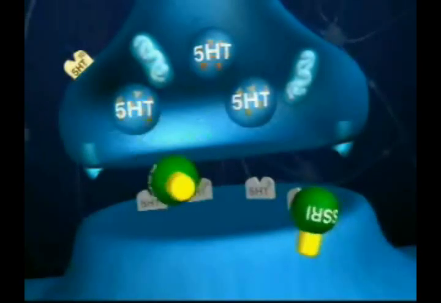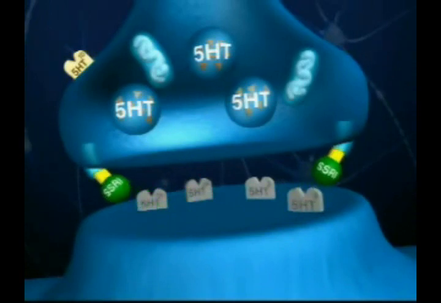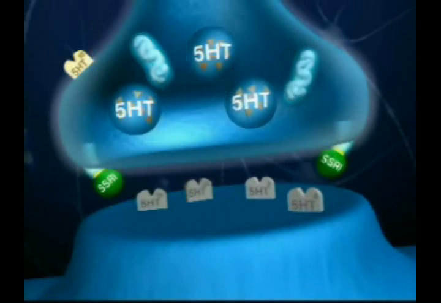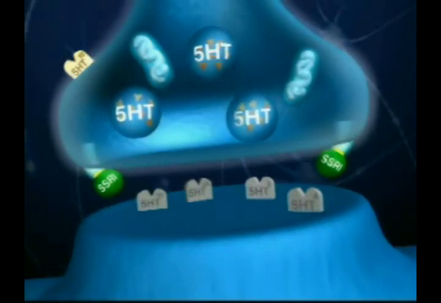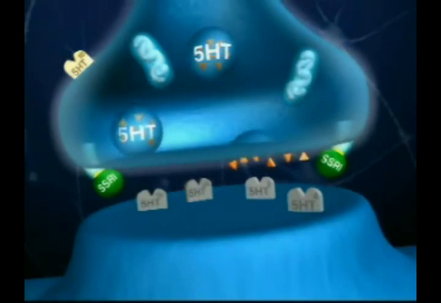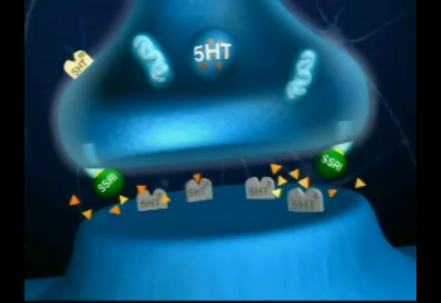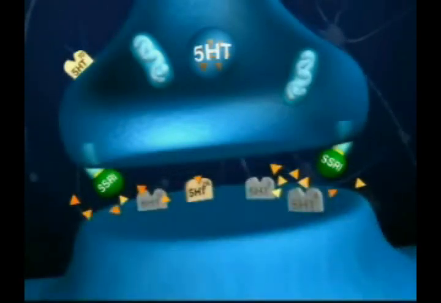Selective serotonin reuptake inhibitors, or SSRIs, block the sites where 5-HT is taken back into the presynaptic neuron. When 5-HT is released from the neuron by electrical stimulation, SSRIs stop the normal reuptake mechanism and prevent the deactivation of 5-HT. In this way, 5-HT neurotransmission is enhanced, correcting the deficiency common in many affective disorders.